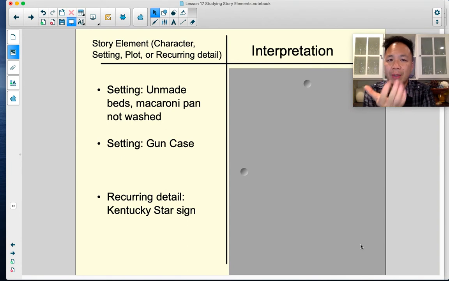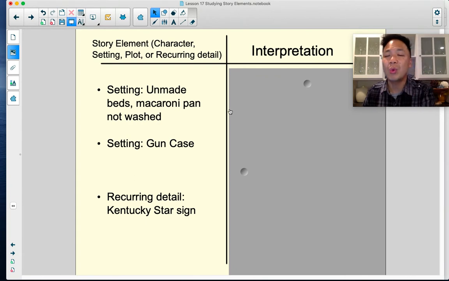Some of the story elements that I've got are the setting, the unmade beds, the macaroni pan that's not washed, still sitting on the hot plate, the gun case, and that recurring detail, the Kentucky star sign. You see how I've made a T-chart here? It's a good thing for you to try in your read aloud notebook or on a piece of paper to figure out if there's anything we can pay attention to. So I put down setting things and a recurring detail. I didn't really write any character stuff, not in this section.